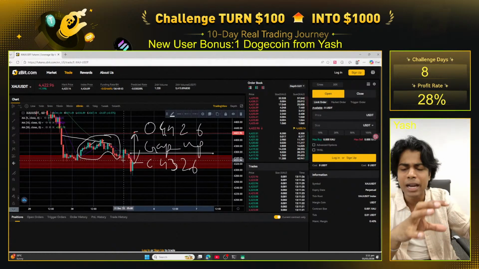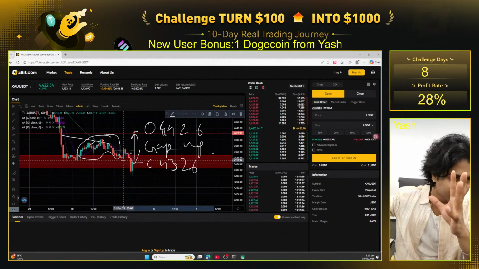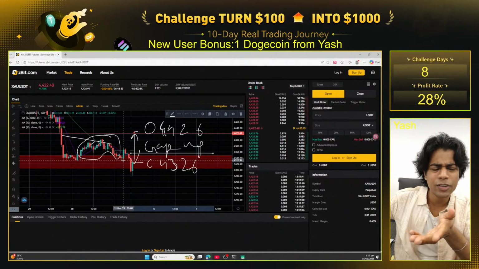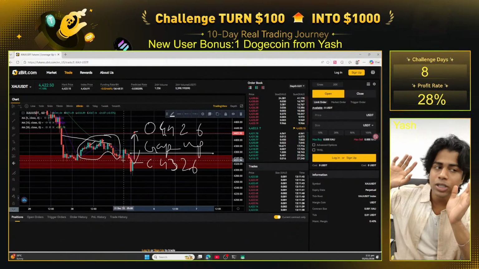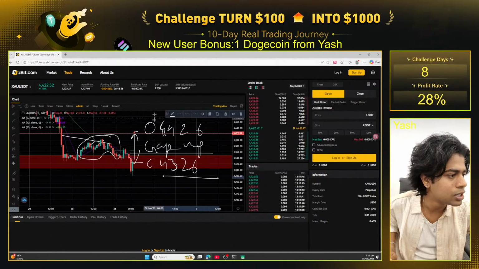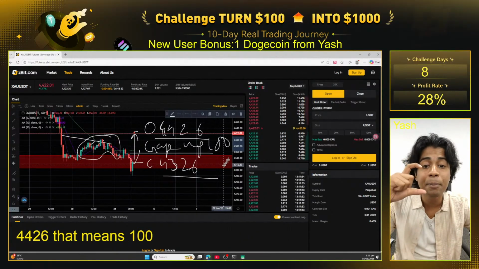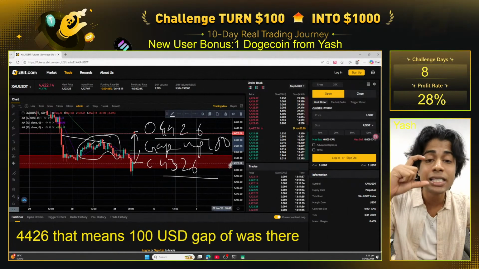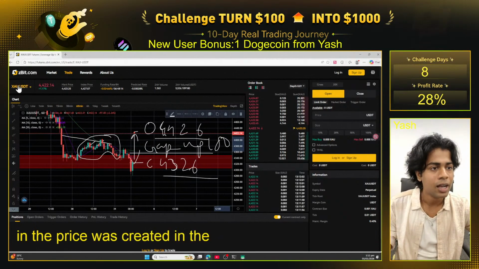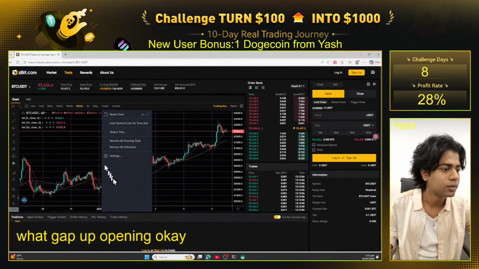Now the same reason might apply here, there might be some XYZ news which happened and made this ZAO. I'm pronouncing ZAO, I don't know if it's pronounced ZAO or not, whatever it is. So ZAO USD went from 4326 straight to 4426. That means a 100 USDT gap up was there, a sudden 100 USD hike in the price was created in the market. Understood? This is called gap up opening.